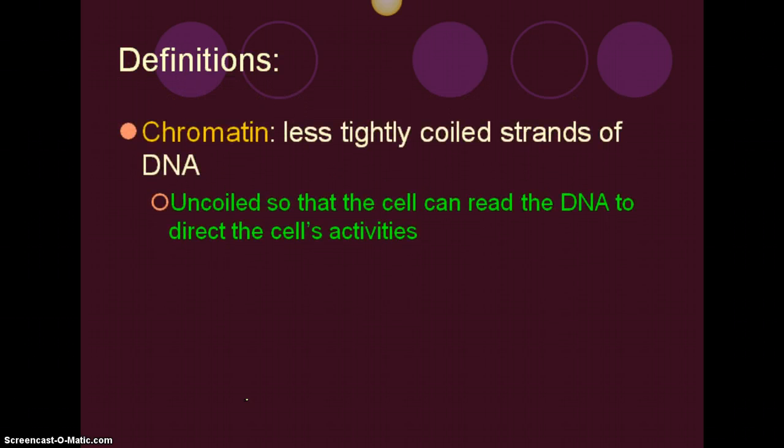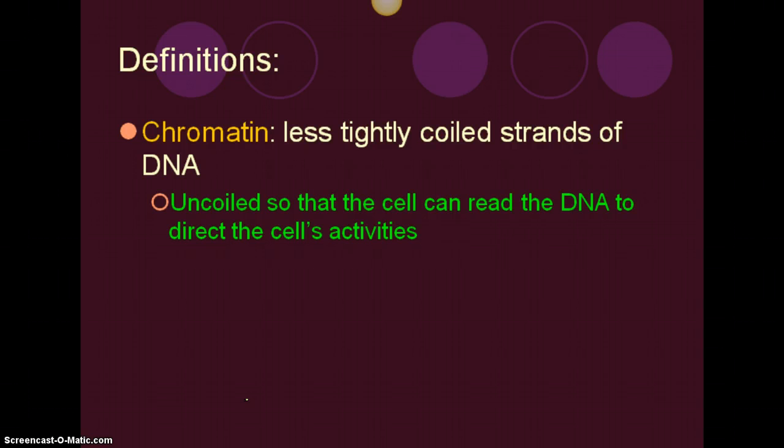Continuing on with some definitions, if you're using the notes packet, this will be down one more box. The chromatin is less tightly coiled strands of DNA. So when we have chromatin, it is not the uncoiled chromosomes that we think of. So chromatin is actually what your DNA or chromosomes look like when it is not dividing.